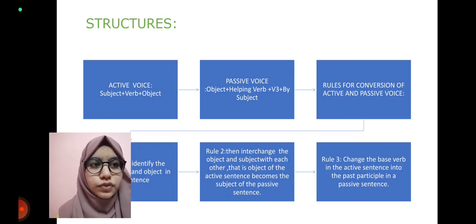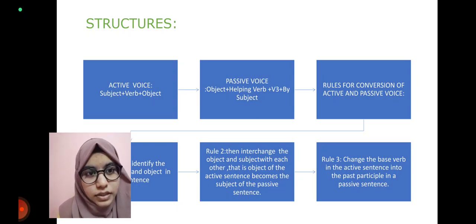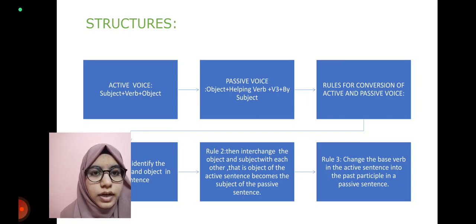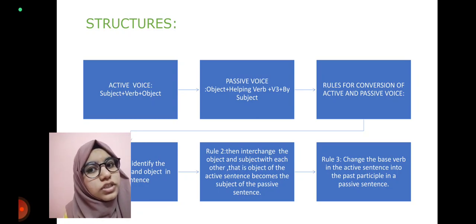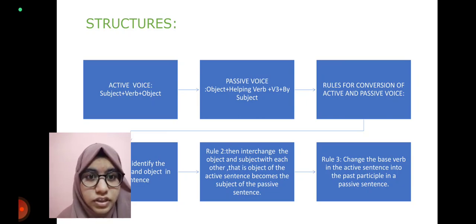There are some important rules for conversion of active voice and passive voice. First rule is identify the subject and object in the sentence. Second rule is interchange the object and subject with each other, that is, the object of the active sentence becomes the subject of the passive sentence. Next, rule 3 is change the base verb in the active sentence into the past participle in the passive sentence. Past participle means V3 form.